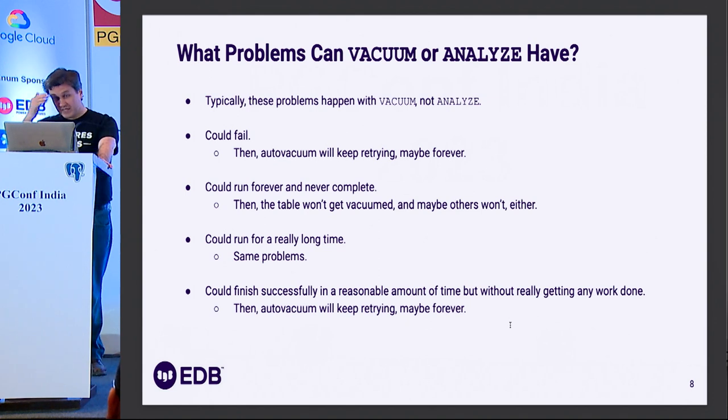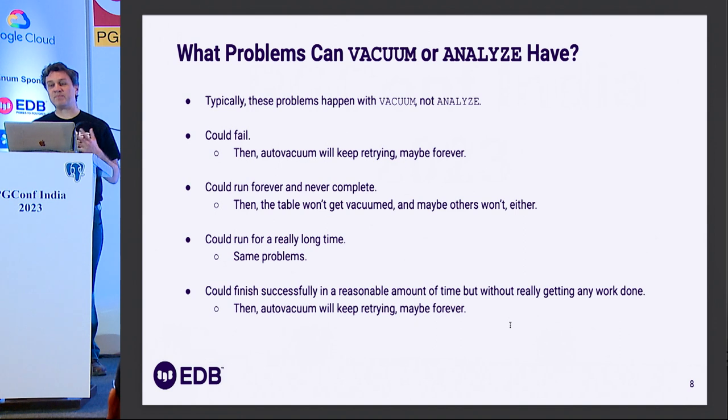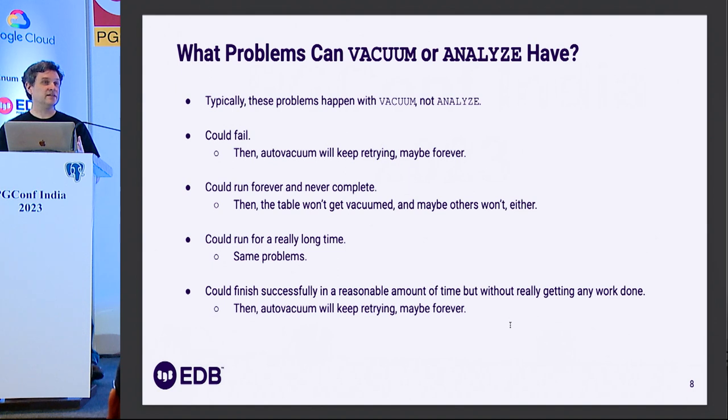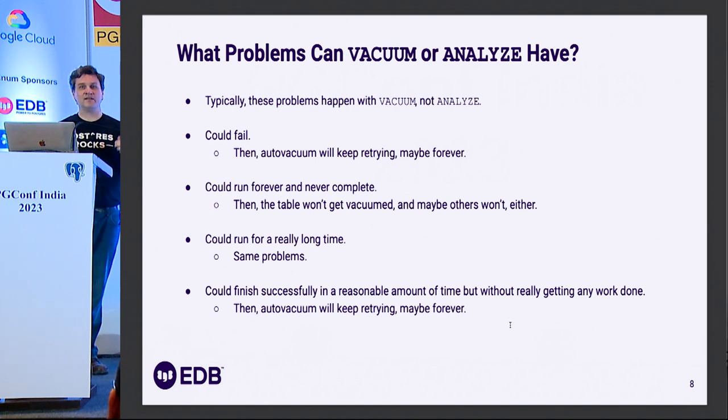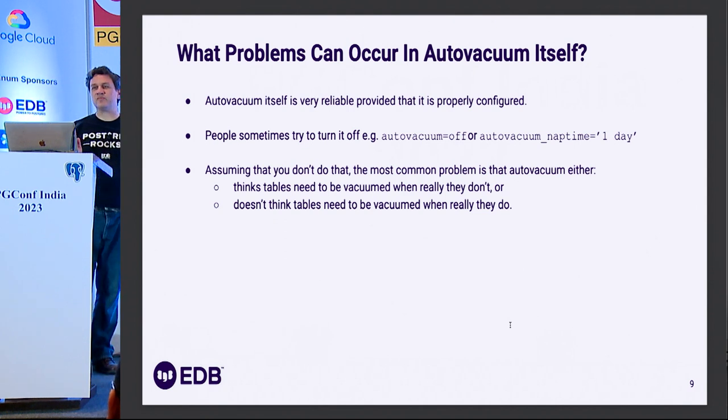The other thing that could happen is that maybe vacuum could finish successfully in a reasonable amount of time, but for some reason it doesn't really get any work done. And if this happens, you actually get a problem that's very similar to the case where vacuum is failing. Autovacuum says, huh, well, that vacuum didn't do anything. Better try again. And if that happens, then again, you're in a loop. You're using up resources over and over and over again trying to vacuum the same table, and it's not helping. So those are problems executing the vacuum command.